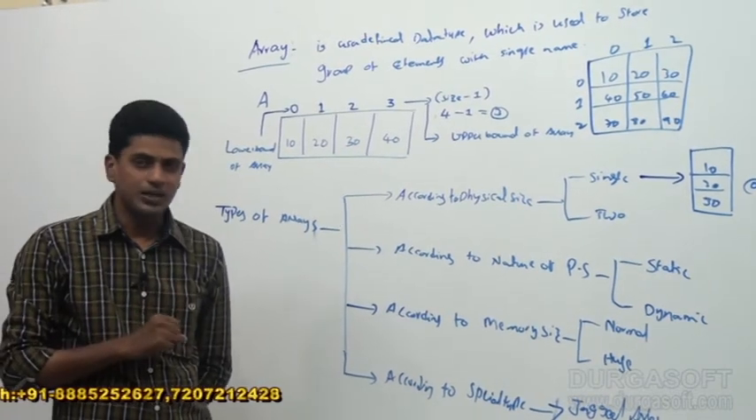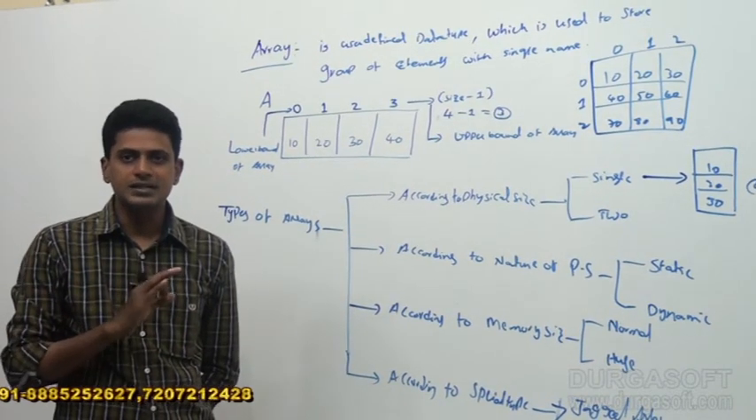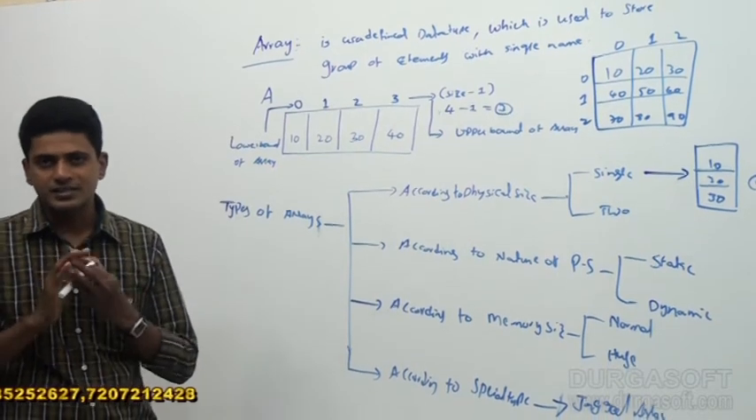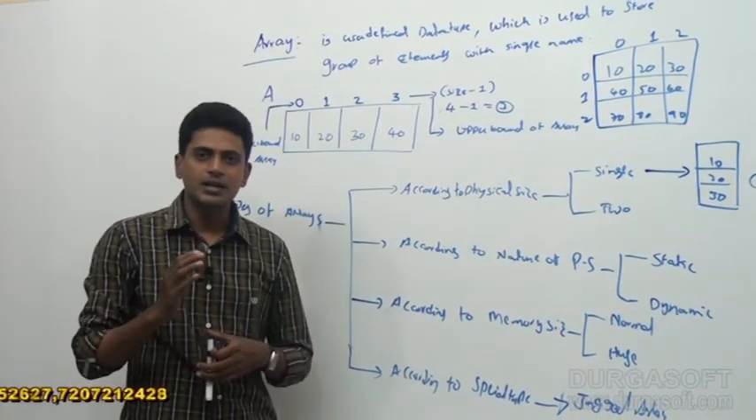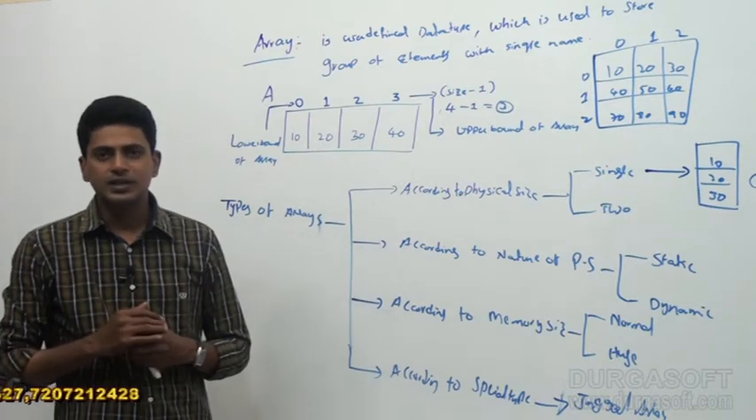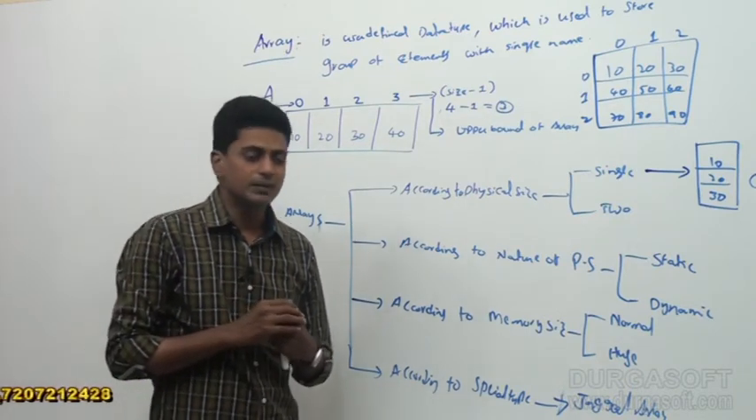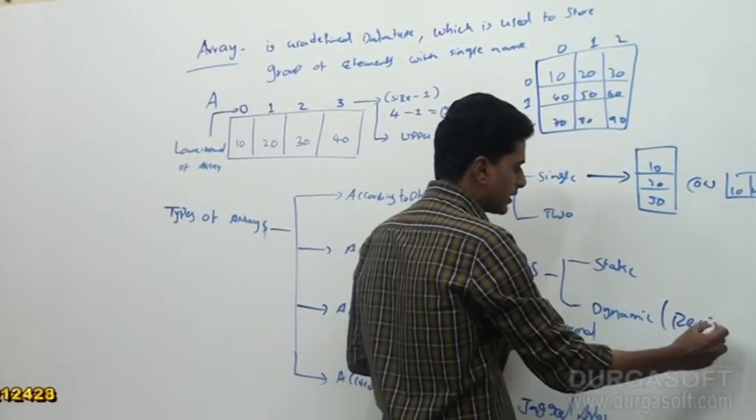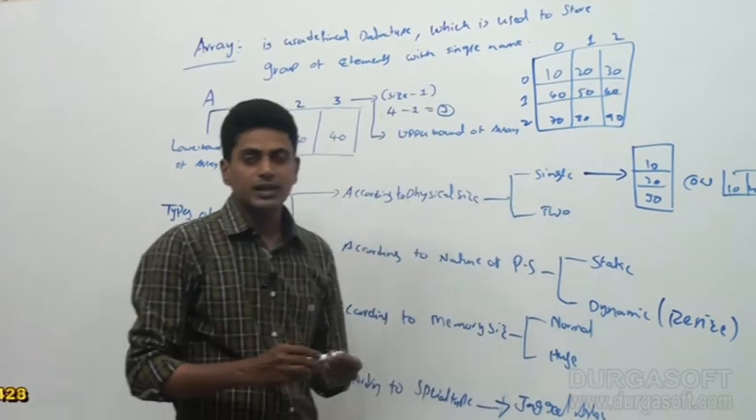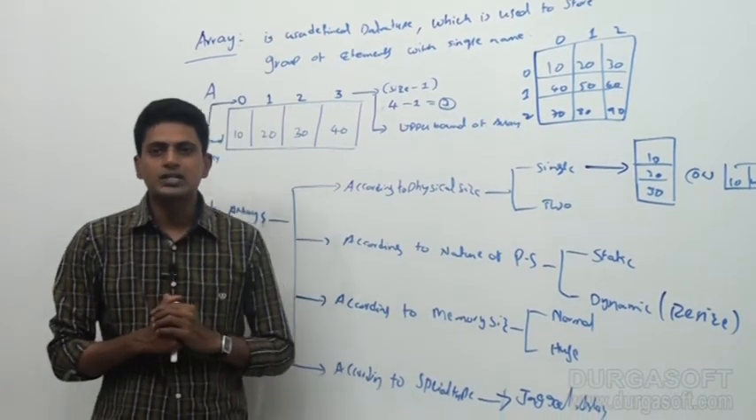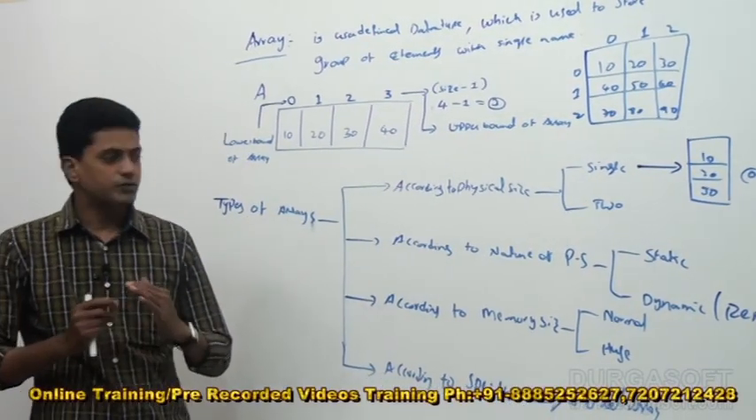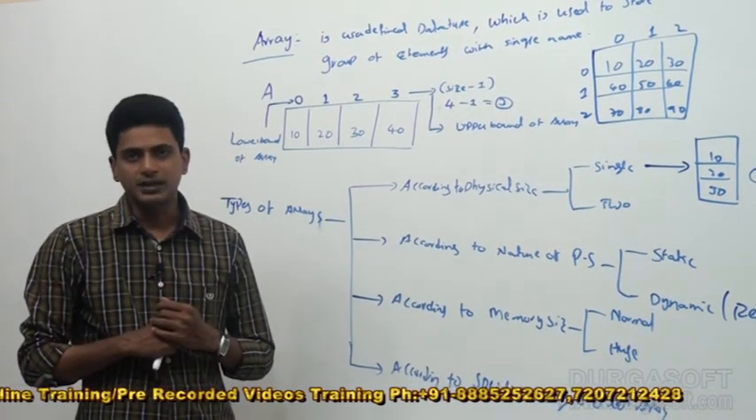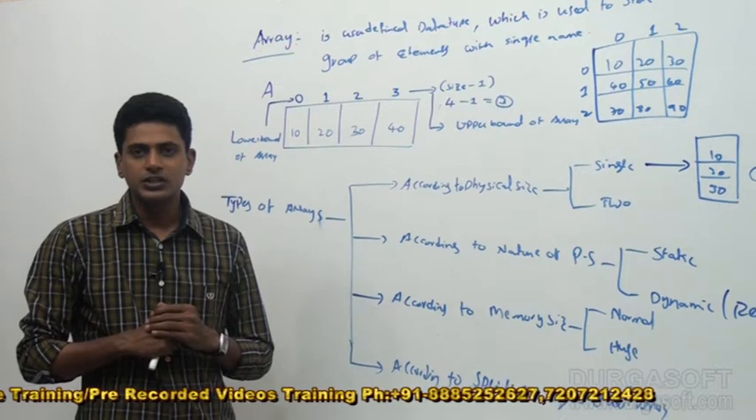And a dynamic array means an array whose size is not fixed. Even though we have created it with a particular size, that size can be changed at running time. So how do we change it at running time? Using the resize method. The resize method is there to change the array size at running time. Once we apply the resize method on any array, it becomes a dynamic array. Why? Because dynamically we are changing the array size.